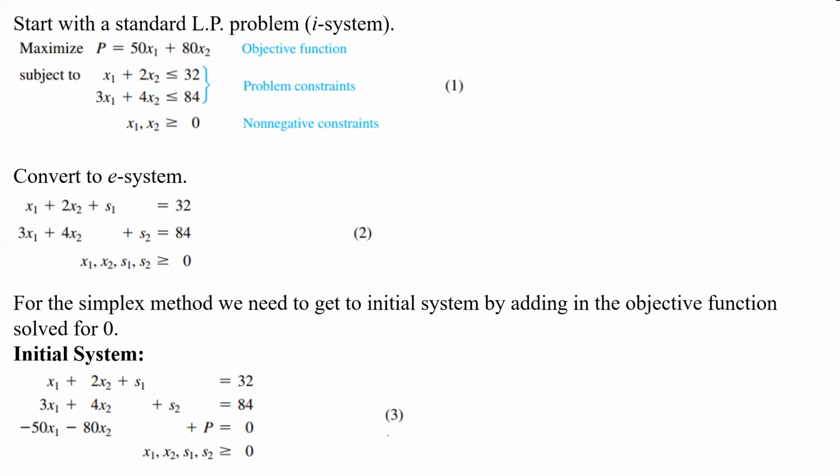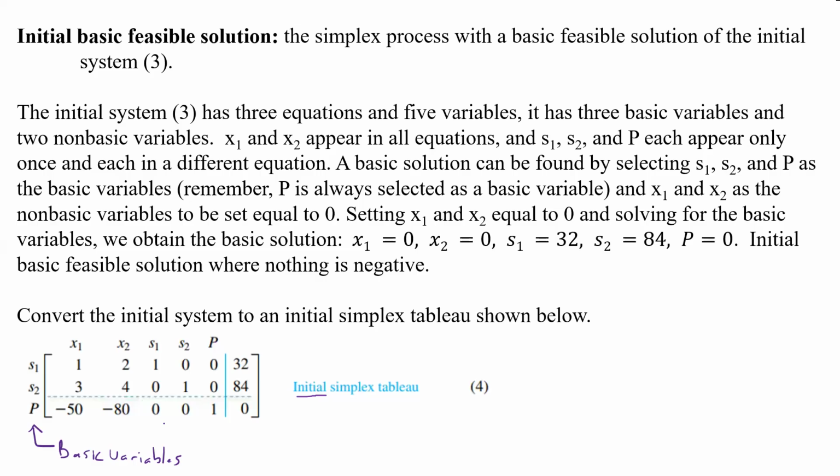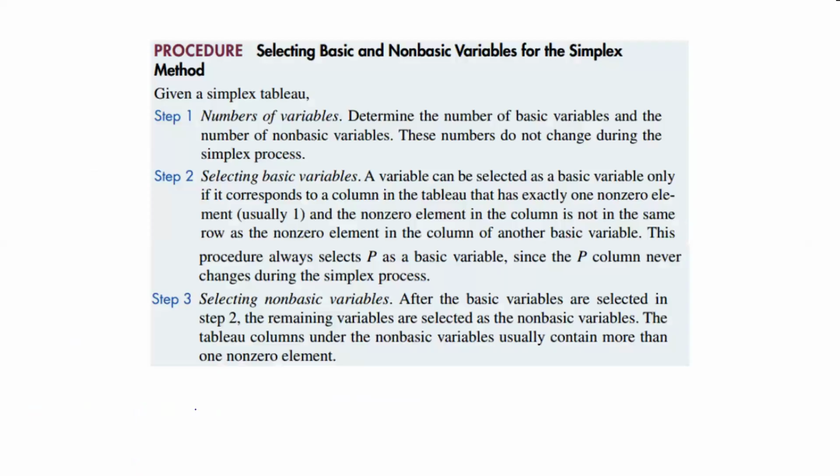So it's going to be minus 50, minus 80, 0, 0. And again, these are going to be our basic variables. All right, so that's converting our initial system into this initial simplex tableau. And we're going to do everything based on this simplex tableau. We're going to do all our calculations, and that's how we're going to actually solve our problems.